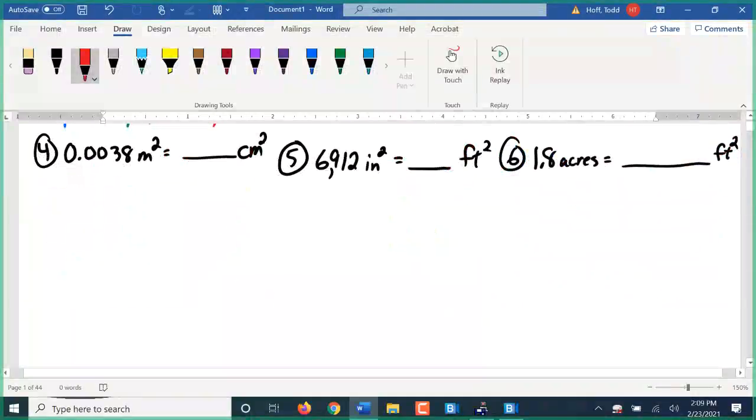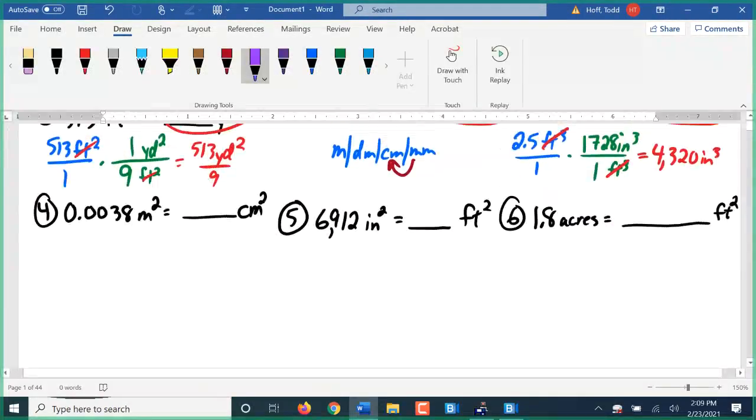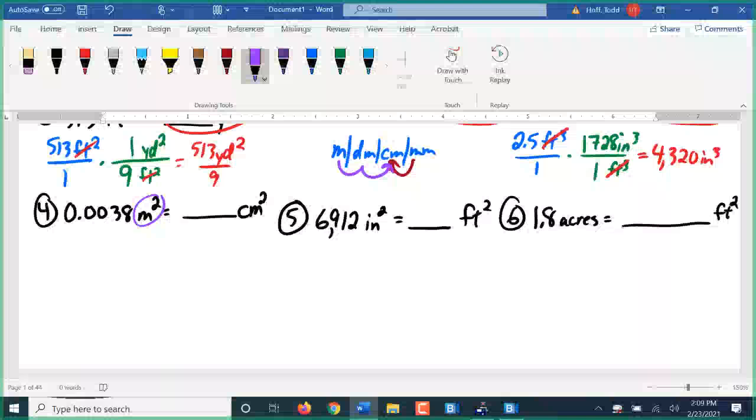Moving down to the next set. Number 4 is metric again. We're going to go back up here. 0.0038 meters squared into centimeters squared. Well, from meters to centimeters is 2 spots to the right, but this is squared, which means every spot on the chart is 2 decimal places. So 2 spots on the chart becomes 4 decimal places. So we go 1, 2, 3, 4. That is 38 centimeters squared.